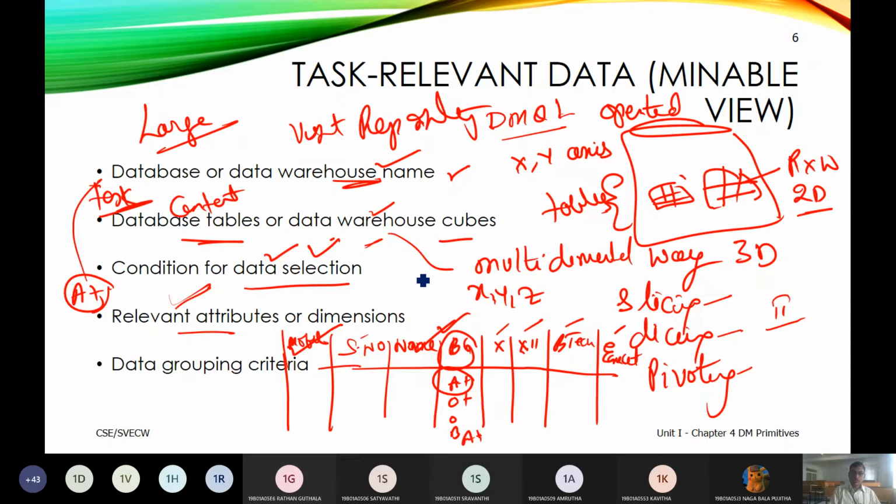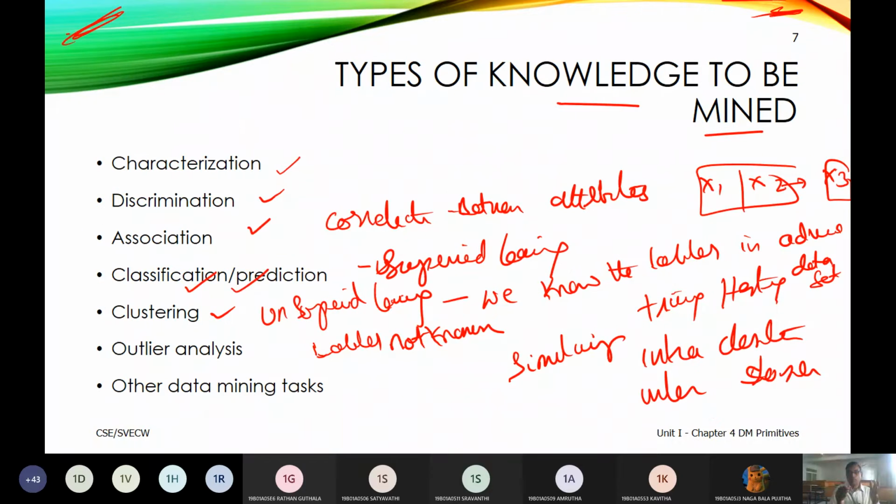Now coming to the first word, task relevant. Task relevant data we take from a larger database or a warehouse, and then we select the attributes which are needed. We call it data selection. Those are called relevant attributes. Irrelevant attributes, the unnecessary ones, are going to be removed. Things which are needed and things which are not needed, you group the two, grouping of the fields, etc.